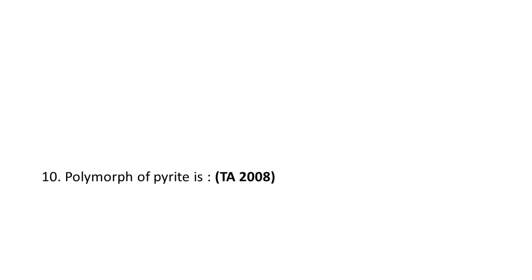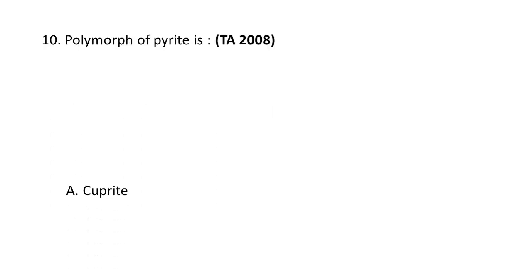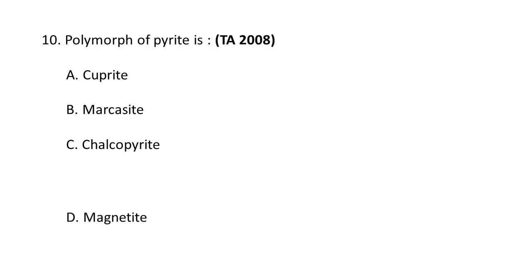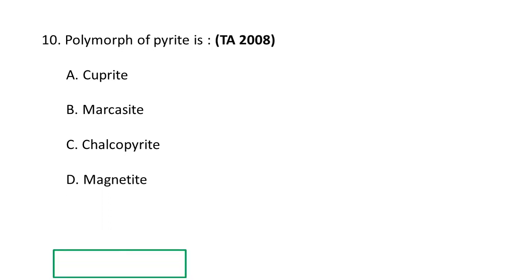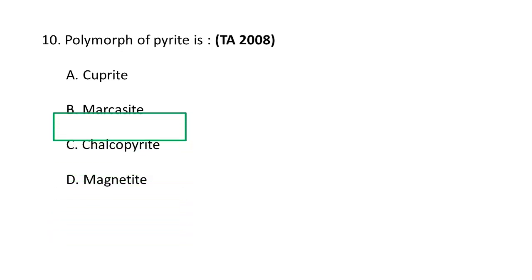Next question. Polymorph of pyrite is A. Cuprite, B. Marcasite, C. Chalcopyrite and D. Magnetite. So the polymorph of pyrite is known as marcasite.